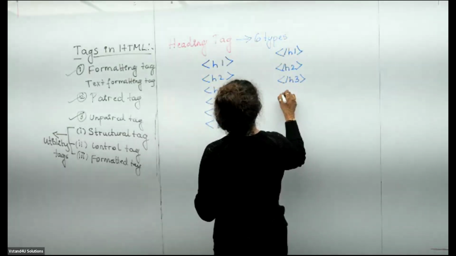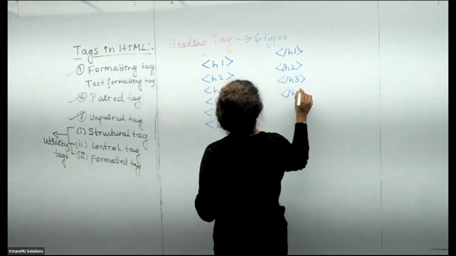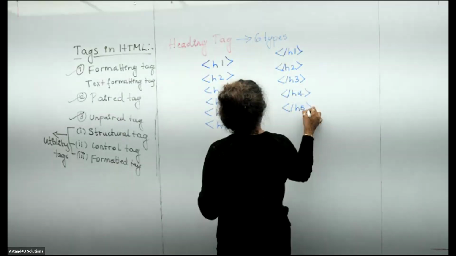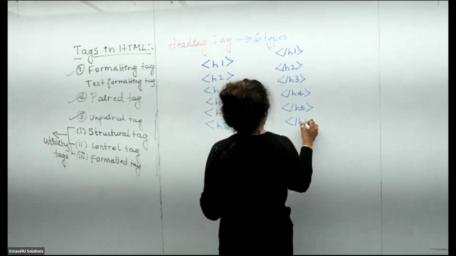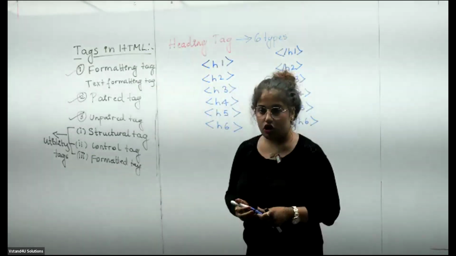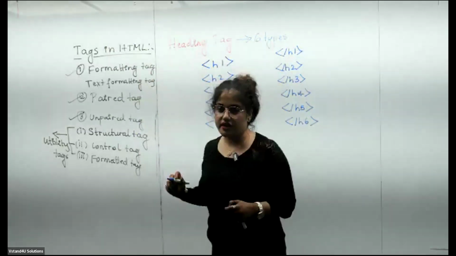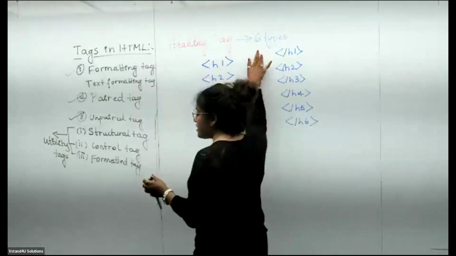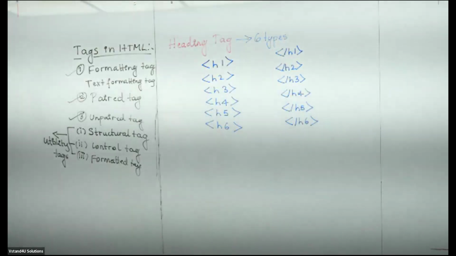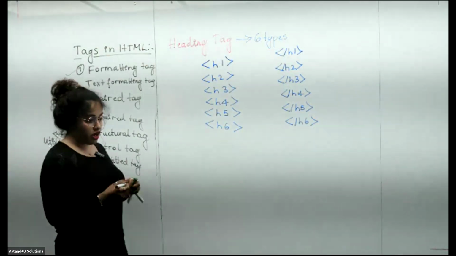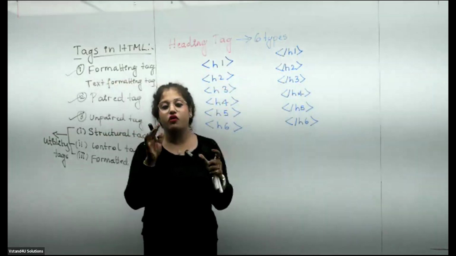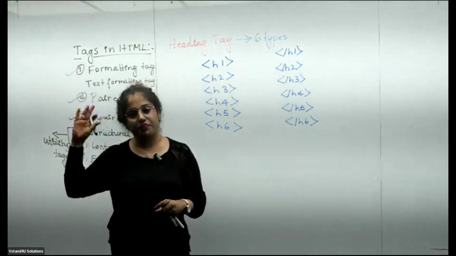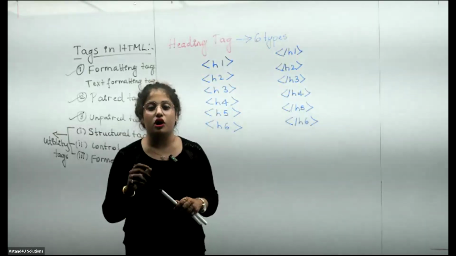Clear, guys? What are the different types of utility tags? Structure tag, control tag, and formatted tags. Your formatted tags are nothing but your formatting tags only. Clear? Done? Now, let me pass some content inside this. What do you mean by content? The output which I want to be displayed on the browser, that is nothing but your content.